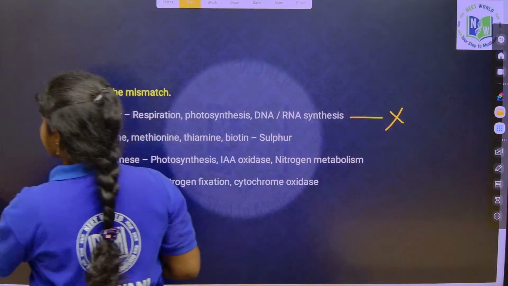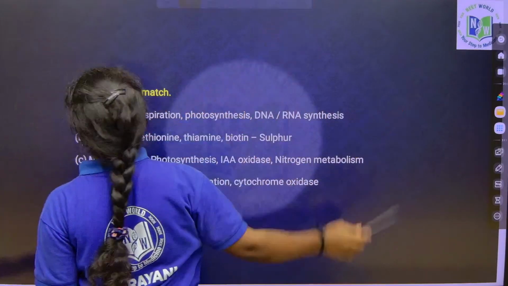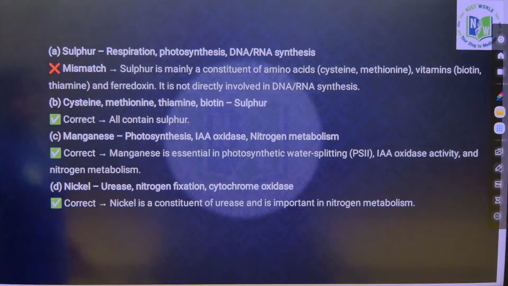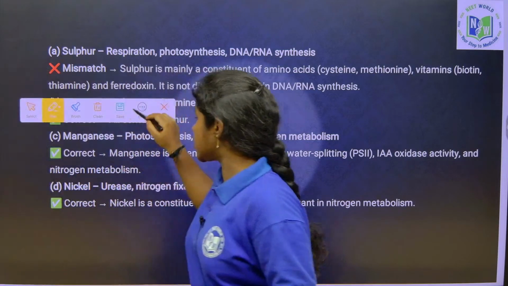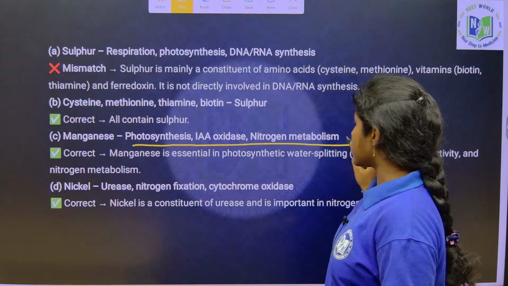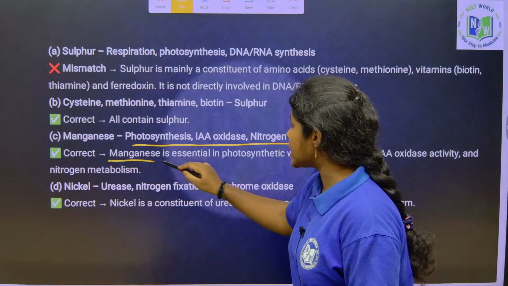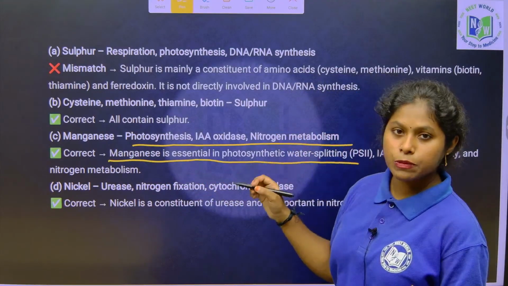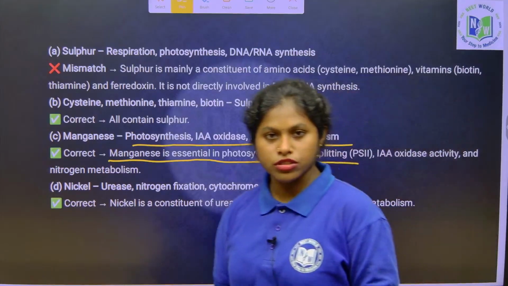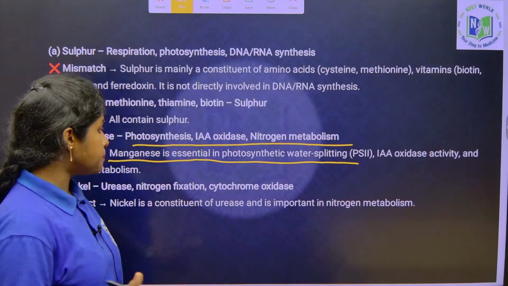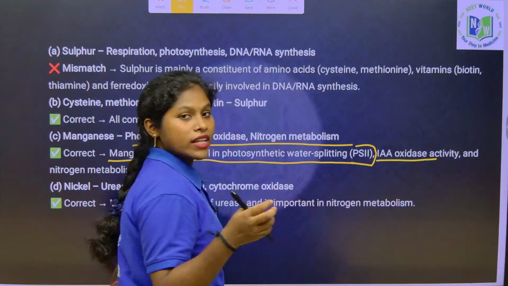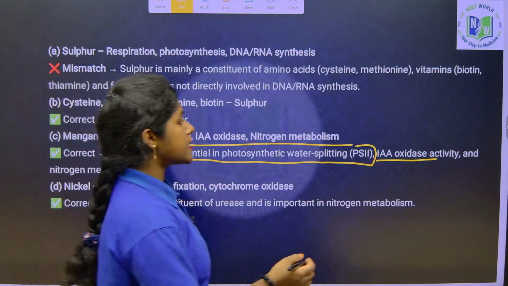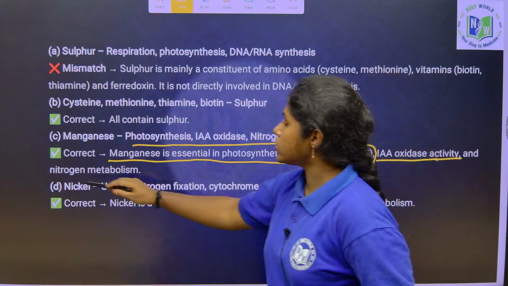So here I have given the explanation also, students. So see once. Cysteine, methionine, thiamine, biotin all contain sulfur. That is why option B is the right answer. And manganese, photosynthesis, IAA oxidase, nitrogen metabolism. Of course, it is also correct because manganese is essential for photosynthetic water splitting, which means nothing but photolysis of water in PS2, the photosystem 2, and it is also involved in indole acetic acid oxidase activity and also nitrogen metabolism.